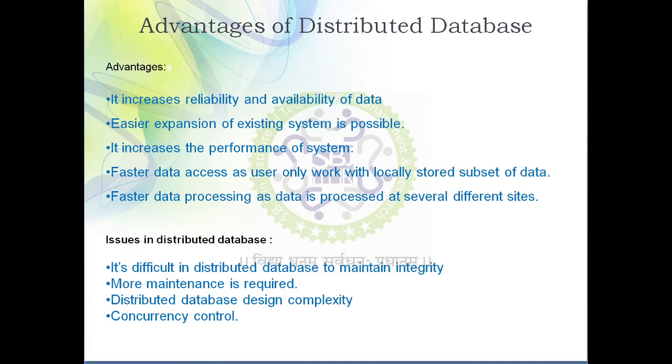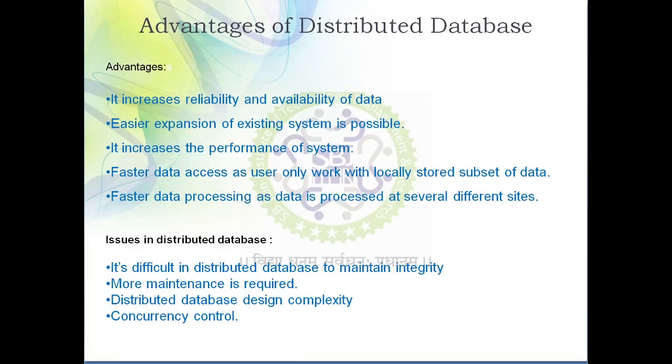Then faster data access, because individual systems have their own database, that's why it performs better, and it's faster in access and also faster in data processing. In the centralized database all the data is processed at one location, but in distributed database data is processed at different locations. So processing speed is more, accessing speed is more, reliability is more, performance is more.